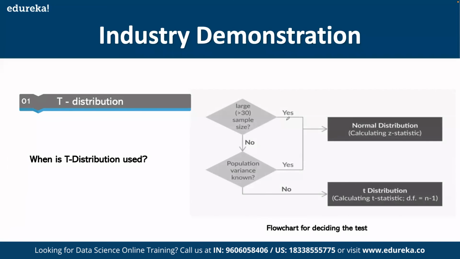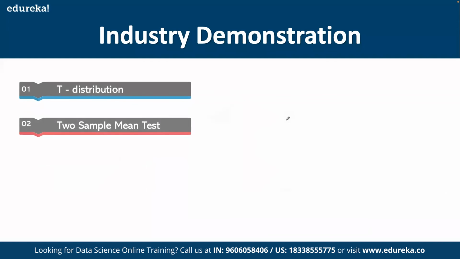So if I've got a large sample, then I'll use the normal distribution. If I've got a very small sample and population variance is not known, then in such scenarios, we use the t-distribution. And there is something called a two sample mean test.